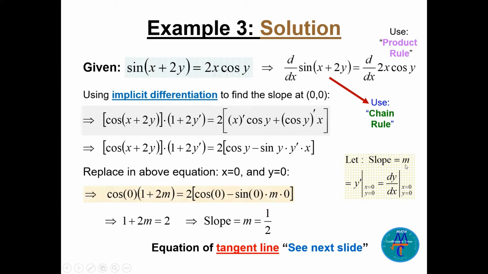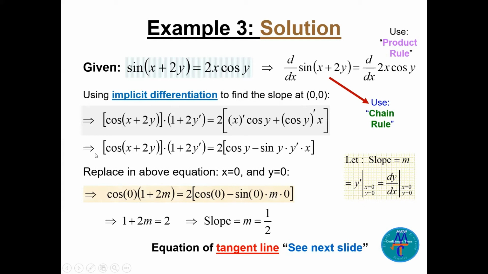Now, let m be the slope of the tangent line. Slope, now you can take y prime, replace x equals 0, y equals 0, because this is the origin, remember? If we have a different point, different values of x, different values of y, then we can replace them like 1, minus 1, 2, 3, 7, half, etc. Y prime means dy over dx at x equals 0, y equals 0, which is the origin. So I can replace every x by 0, every y by 0, only in this question because we have the origin.